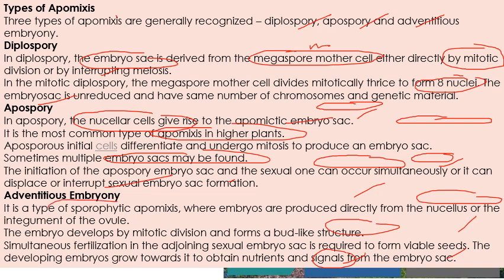Next is adventitious embryony. It is a type of sporophytic apomixis where embryos are produced directly from nucellar cells or the integument, developing by mitotic division and forming a bud-like structure. Simultaneous fertilization in the adjoining sexual embryo sac is required to form a viable seed. The developing embryo goes towards it to obtain nutrients and signals from the embryo sac.